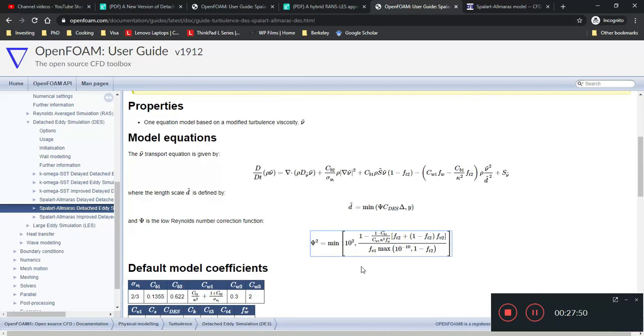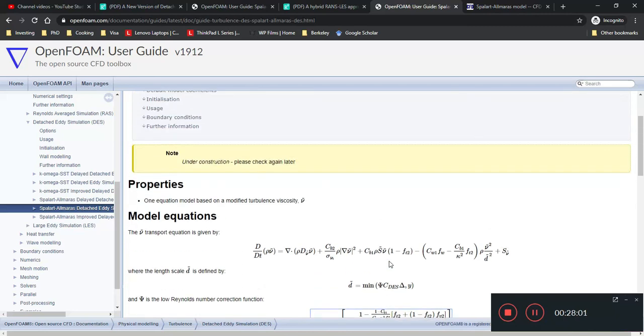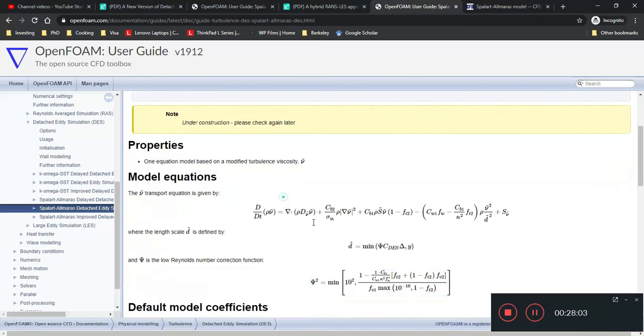Hopefully this video has given you meaning to all these numbers that you see, and hopefully the numbers don't scare you off anymore. You can actually make sense of these equations now.